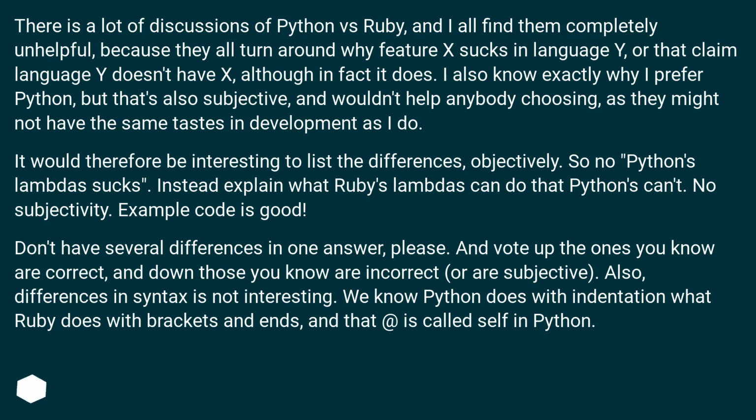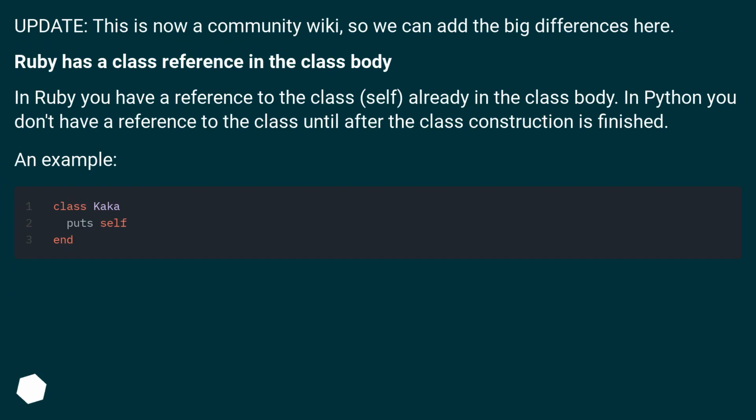Also, differences in syntax are not interesting. We know Python does with indentation what Ruby does with brackets and ends, and that @ is called self in Python. Update: this is now a community wiki, so we can add the big differences here.